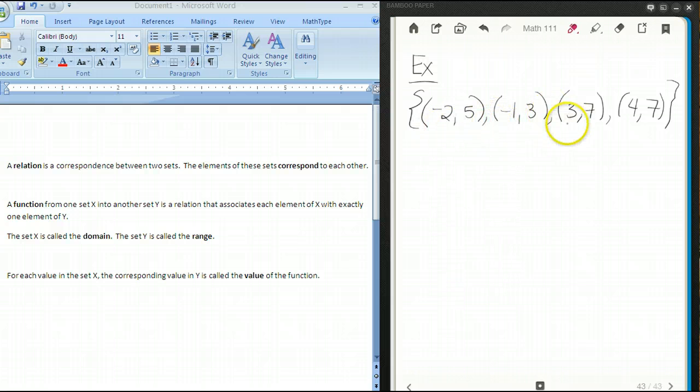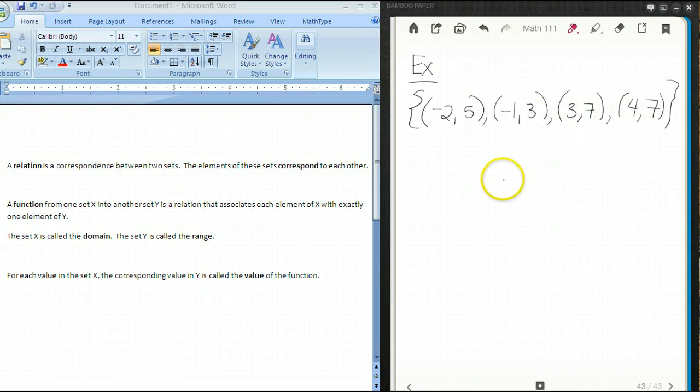Okay. 3 goes to 7. Well, has that value of x been repeated yet? Nope. And 4 goes to 7. Well, okay, no repeats in the x's. That's good. Is the 7 a problem? Is it a problem that both 3 and 4 go to 7? No, remember that's not a problem because we're just concerned about there being duplicates in the x coordinate, right?